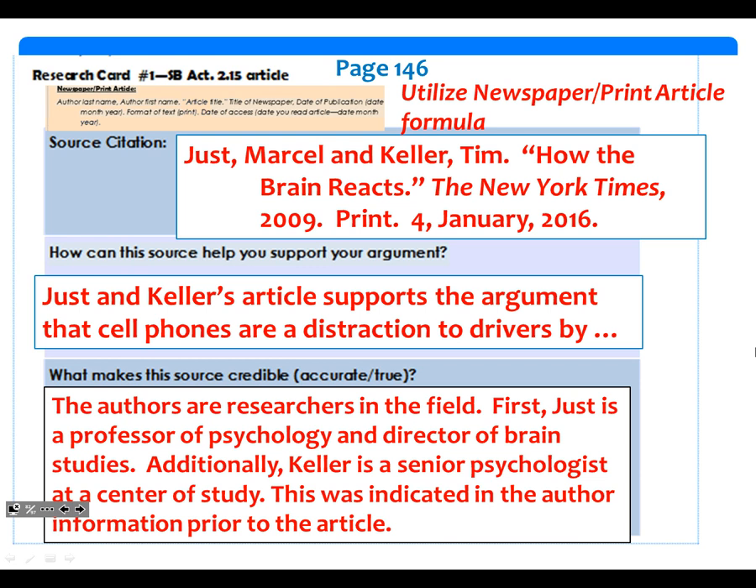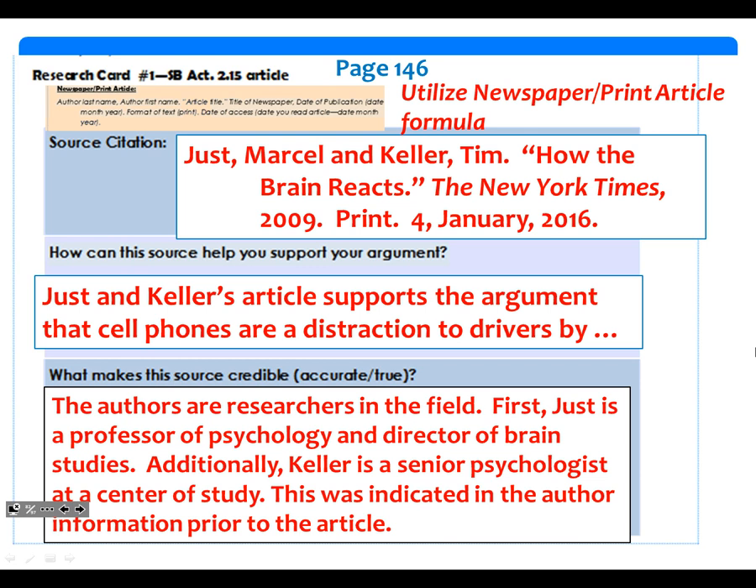Now, the reason why we know the source is credible is based entirely on the author's credentials. They're both researchers in the field of brain study. And they both have looked at studies of drivers and their way of being affected by a cell phone.